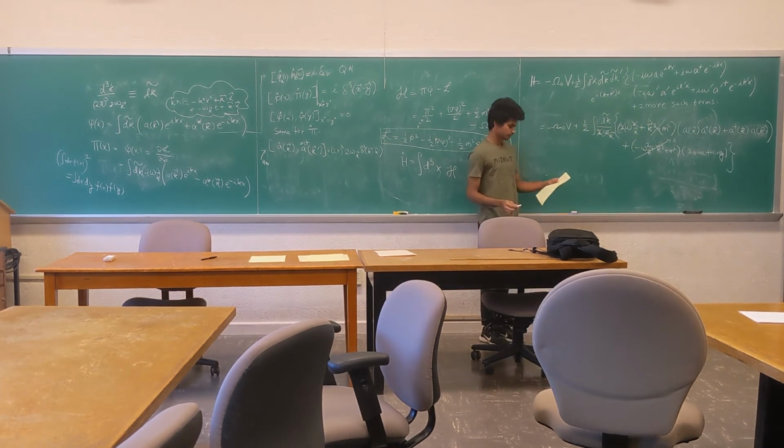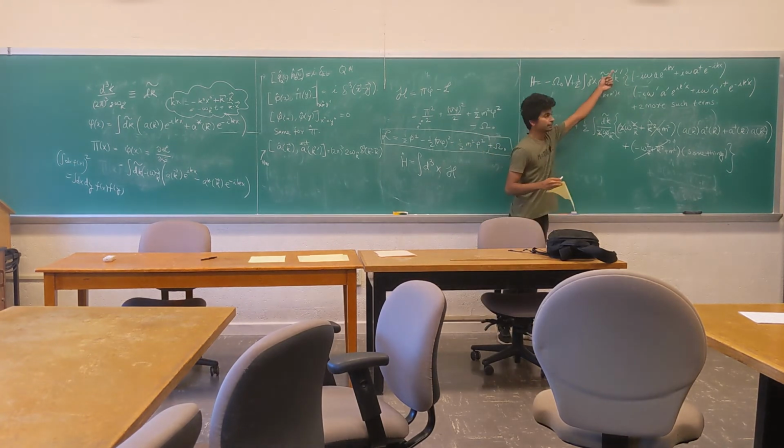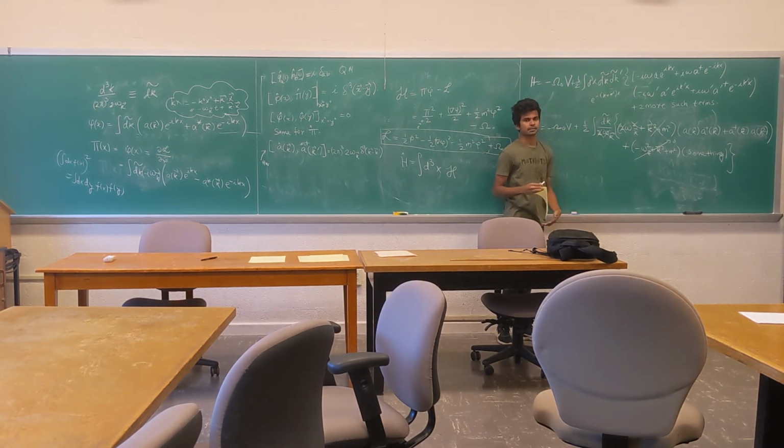How did you get a 2 omega in the denominator? Because d3k prime comes with the, oh yeah, okay, that 2 omega.